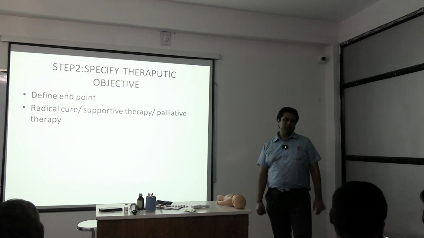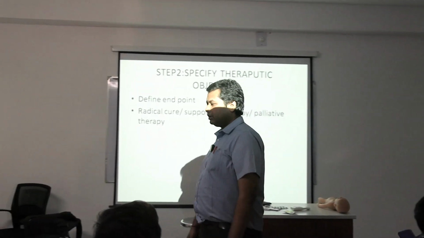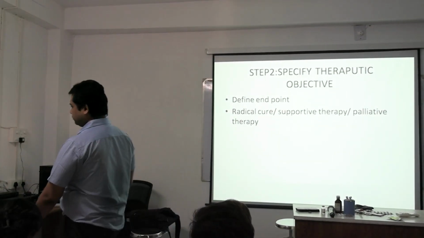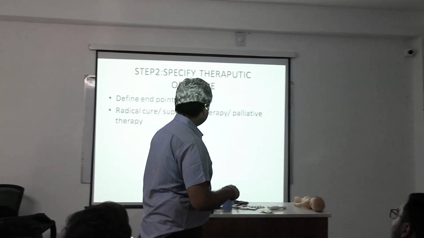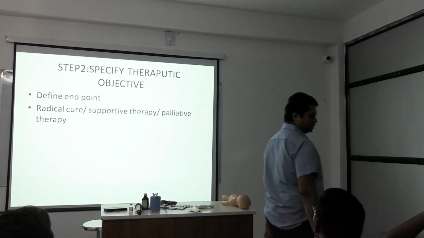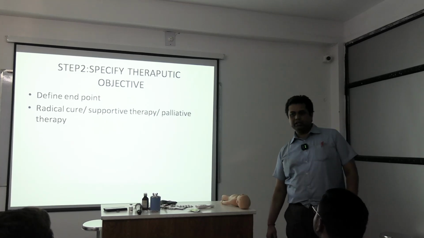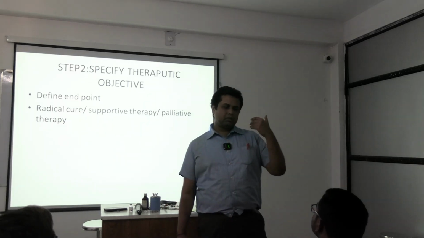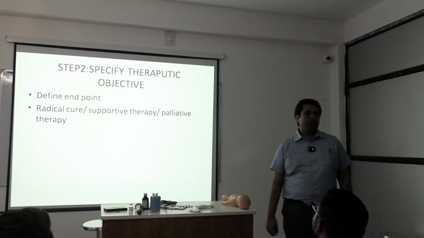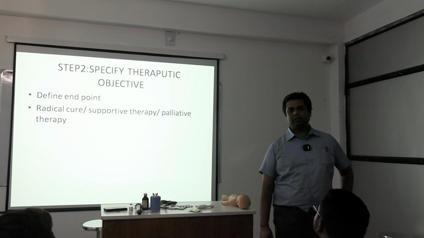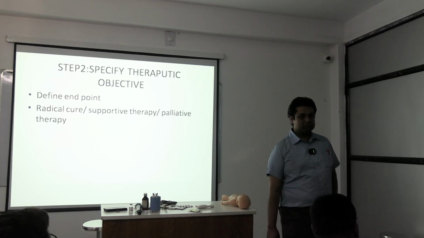Then specify the therapeutic objective. So when you are seeing a patient, you must specify the therapeutic objective. Suppose the patient is suffering from malaria, we are going for radical cure. Radical cure means, have you studied this in microbiology? When there is malaria, there is presence of parasites in your liver.